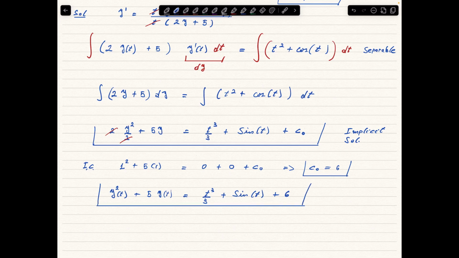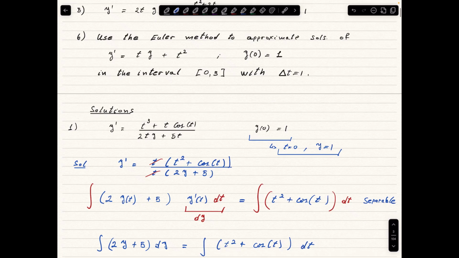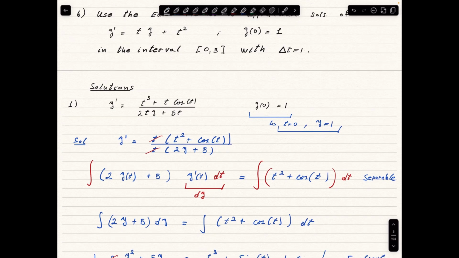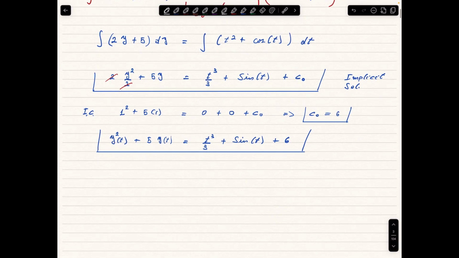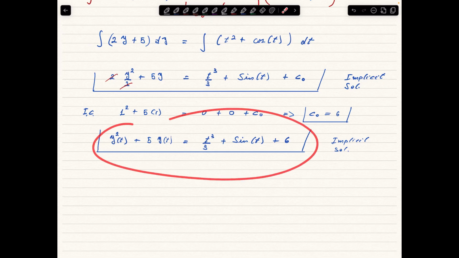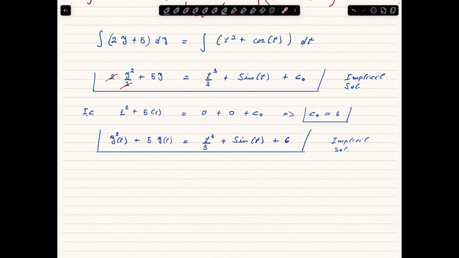If the problem doesn't say anything, we can leave it like that. If the problem says find the explicit solution, let's put it explicit. Well, then we need to work a little bit more, because this is the implicit solution. Implicit means we have an algebraic equation for our function: y squared plus 5y is equal to all this.